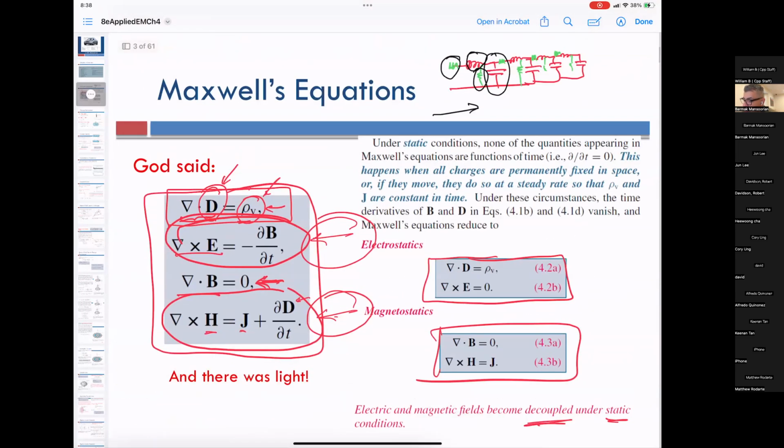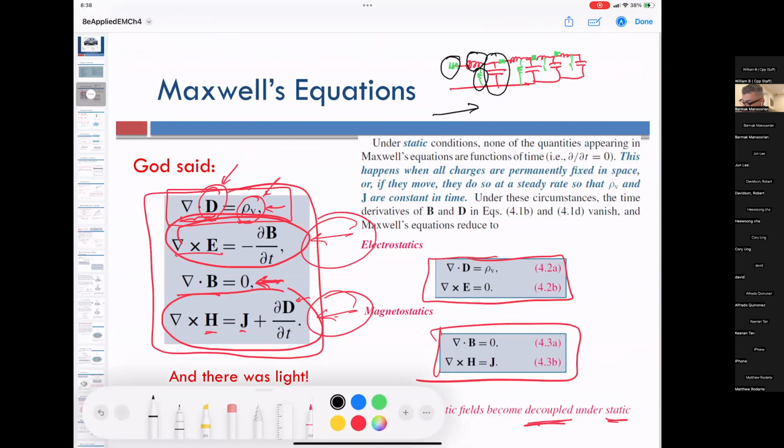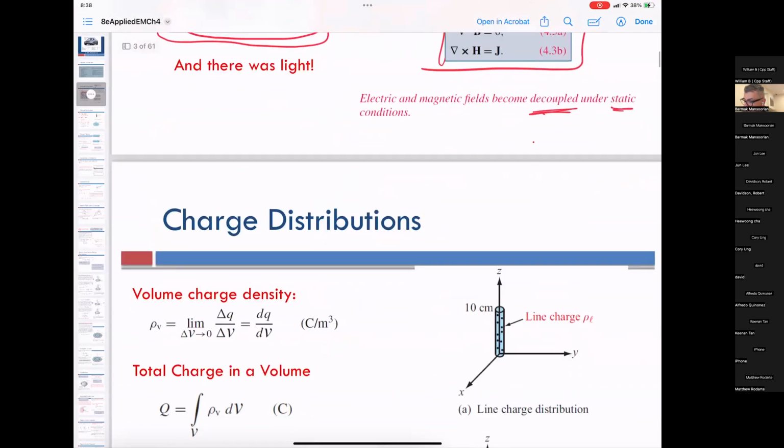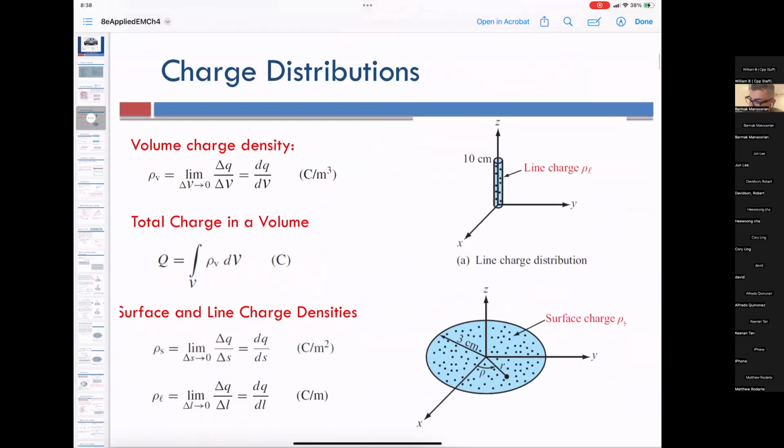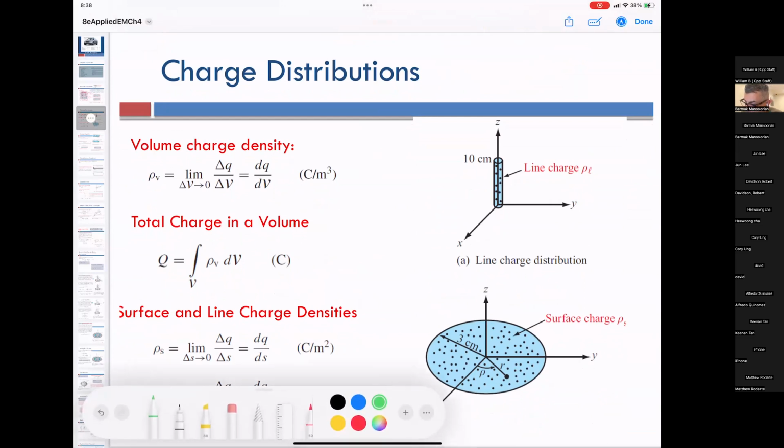So we use this concept of charge density, in this equation here. Now I'm going to define it in this next slide. Okay, so basically charge density, ρ sub V, means the charge density in a unit of volume. The units are coulombs per meter cubed.